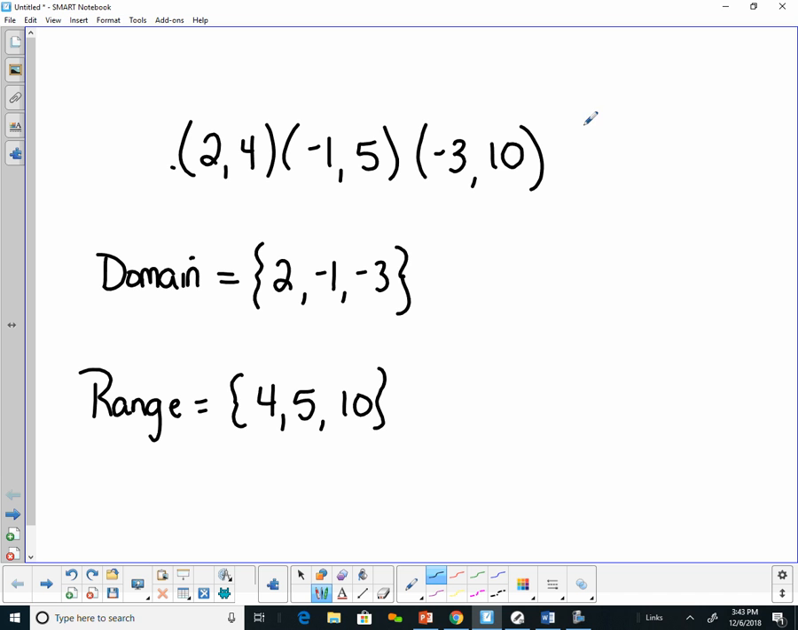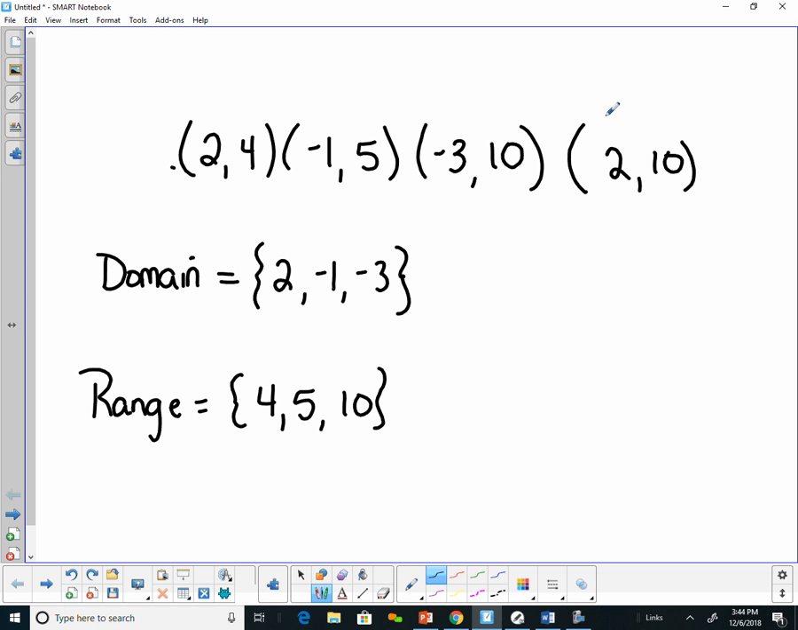So let's say I have another ordered pair of 2, 10. I would not put a second 2 in here, and I would not put a second 10 in here, okay? Now, remember that a function is a special type of a relation. That is where your x value only goes to one particular y. So in this case, 2 is going to 4. -1 is going to 5. -3 is going to 10.